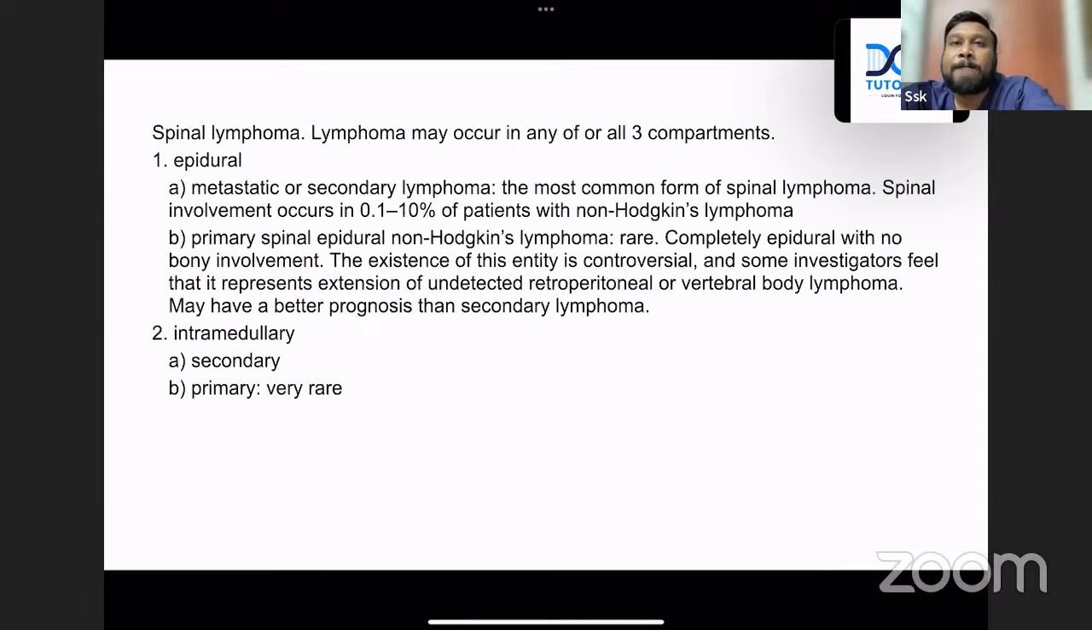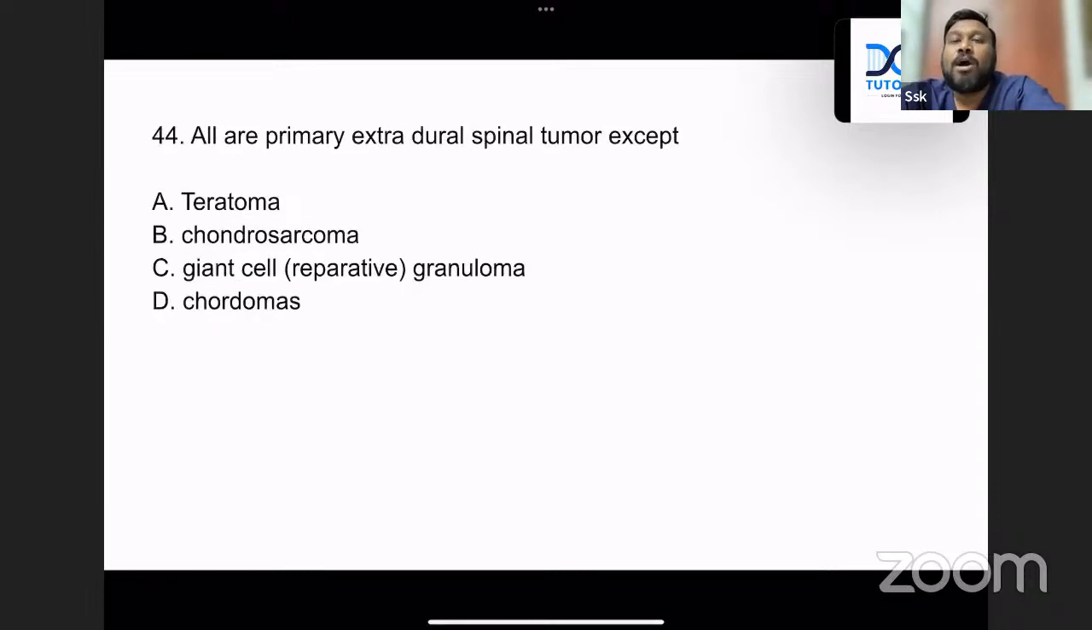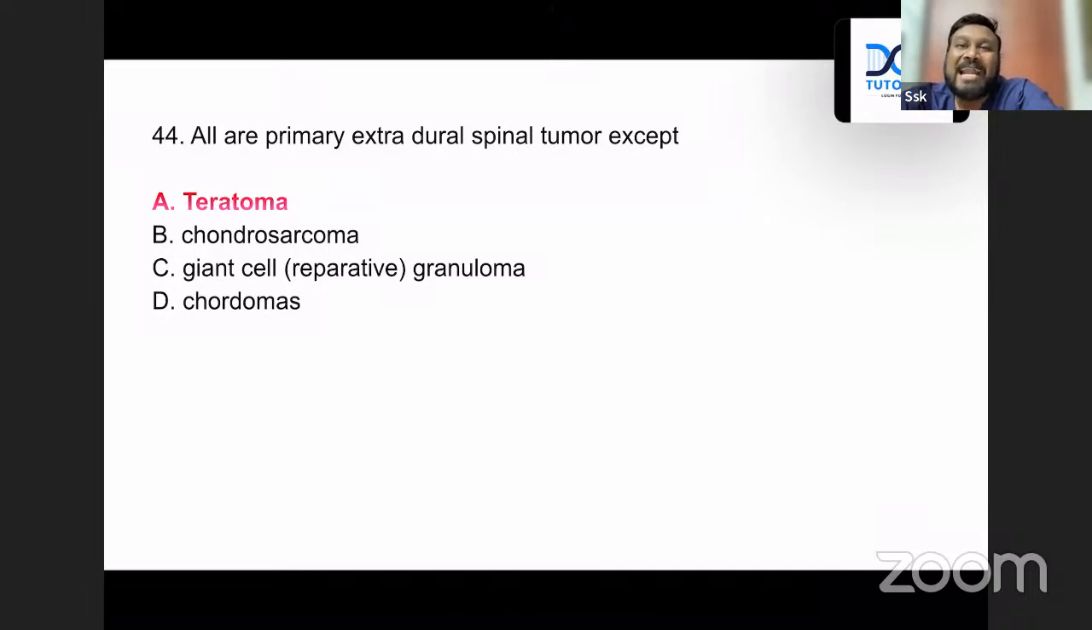All right. All are primary extradural spinal tumors except: is it a teratoma, is it a chondrosarcoma, a giant cell granuloma, or is it a chordoma? So teratomas are not extradural; they are going to be intradural, and even teratomas are not very common in the spinal cord.